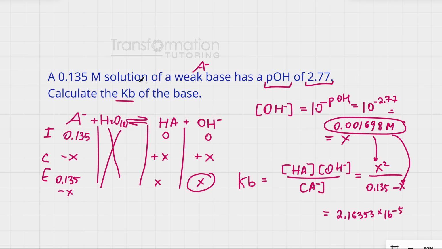Now, if I want to use the correct number of significant figures, I see that in the pOH given to me, only the numbers after the decimal point I consider significant. So 2 significant figures. So I need 2 significant figures. 2.2 times 10 to the negative 5 is my answer for the Kb.